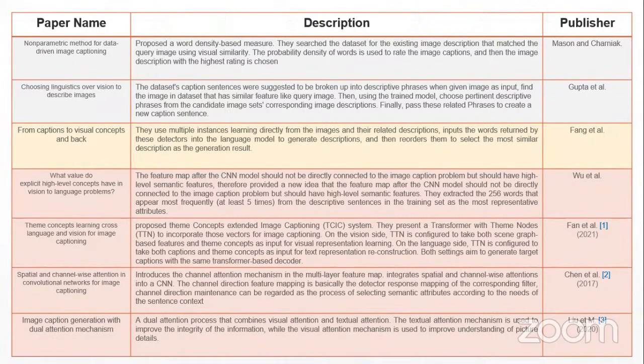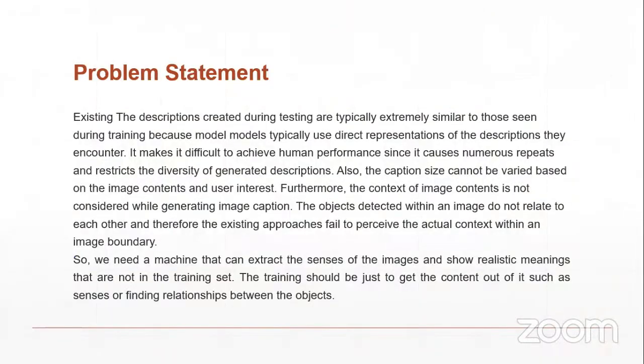Okay, and our problem statement: the descriptions created during testing are typically extremely similar to those seen during the training phase, because models typically use direct representations of the descriptions they encounter. It makes it difficult to achieve human performance since it causes numerous repeats and restricts the diversity of generated descriptions. Also, the caption size cannot vary based on image content and user intent. Furthermore, the context of the image content is not considered while generating the caption. The objects detected within an image do not relate to each other, and therefore existing approaches fail to capture the content of the image.